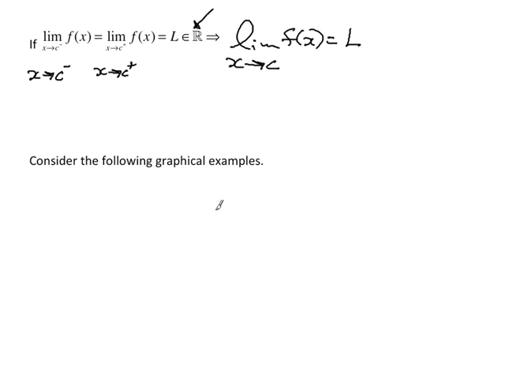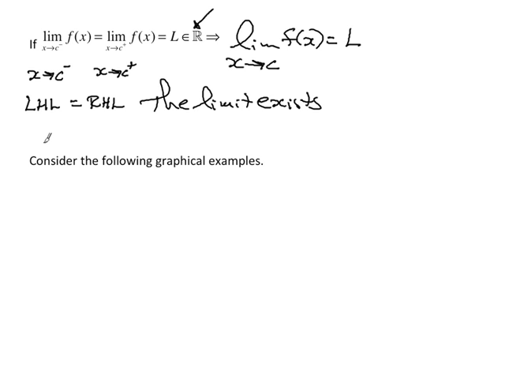I kind of alluded to the fact earlier that when we write it in this form, as x approaches c, the implication there is that we're looking at the left and the right. So if the left-hand limit, this is a left-hand limit, equals the right-hand limit, then we say the limit exists. So if the left-hand limit is equal to the right-hand limit, then we say that the limit exists and it's equal to this value L, whatever it is that we approach from the left and the right.